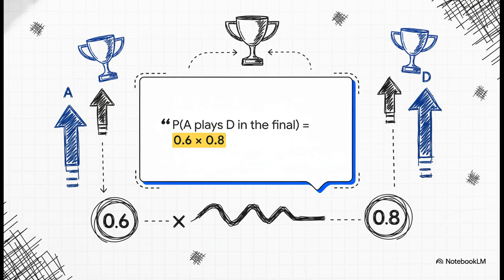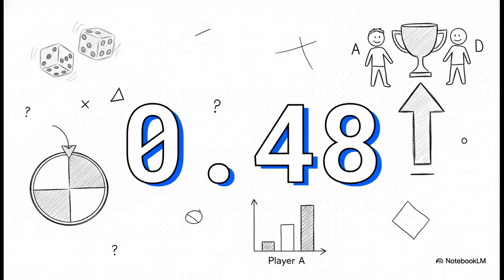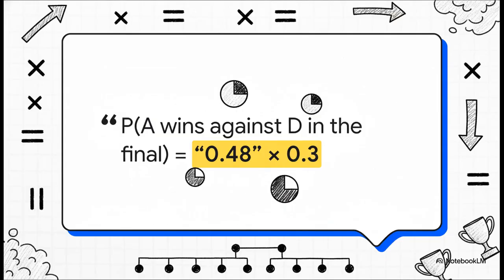And just like before, for an A versus D final to happen, 2 things have to happen. A must win their semi with a probability of 0.6, and D must win theirs, which we just figured out is 0.8. So we multiply them. 0.6 times 0.8 gives us 0.48. So there's a much higher chance, a 48% chance, that the final will be between A and D. Okay, you know the drill now.